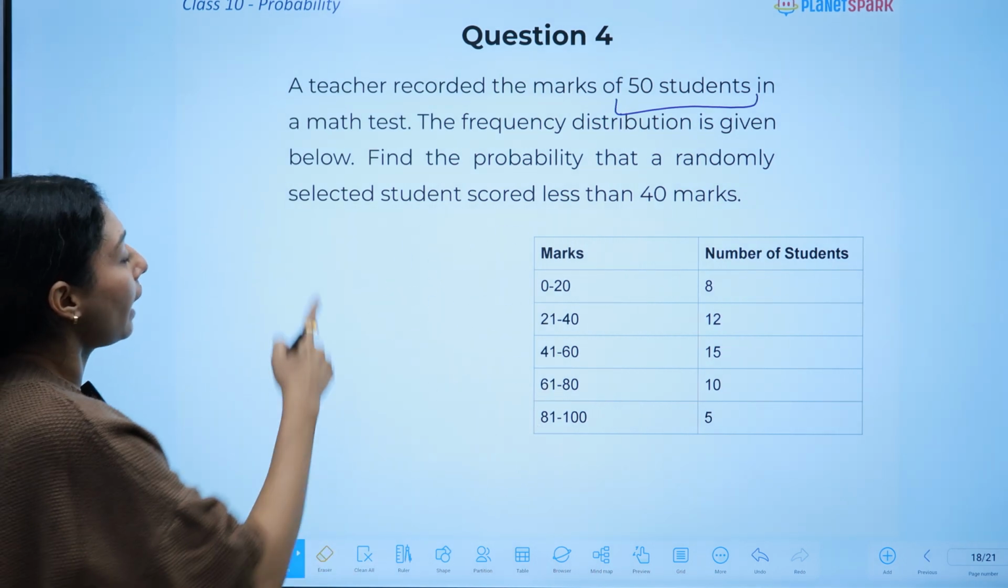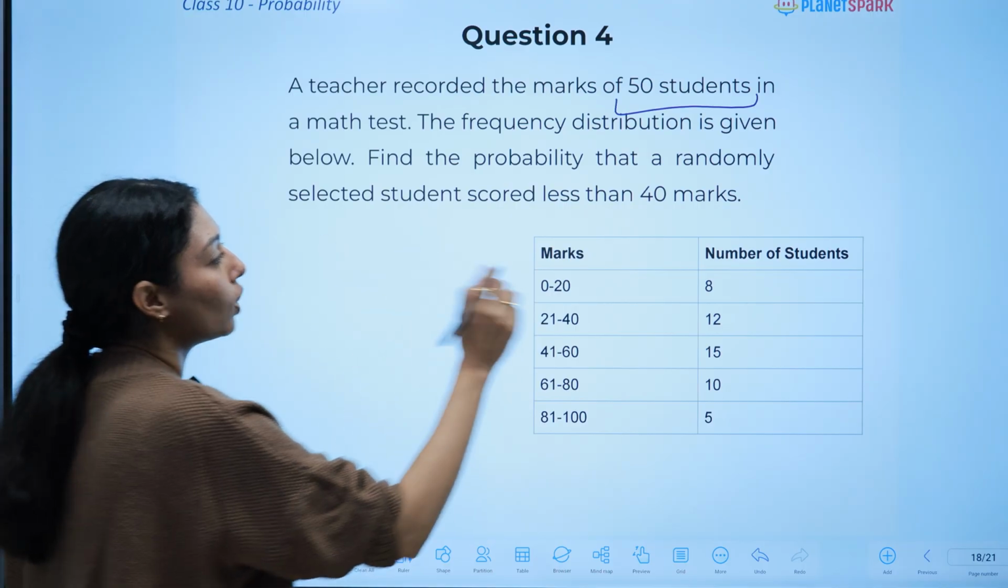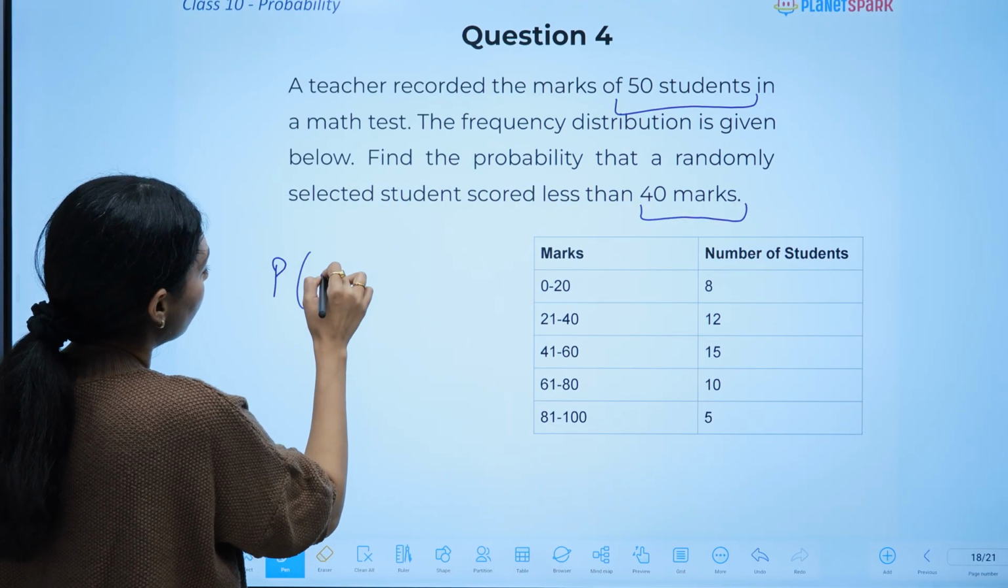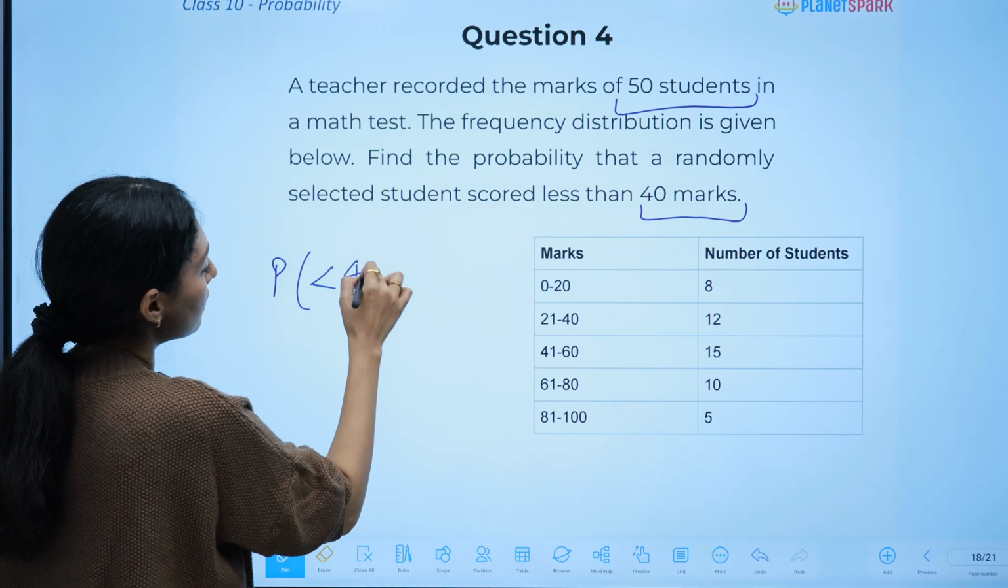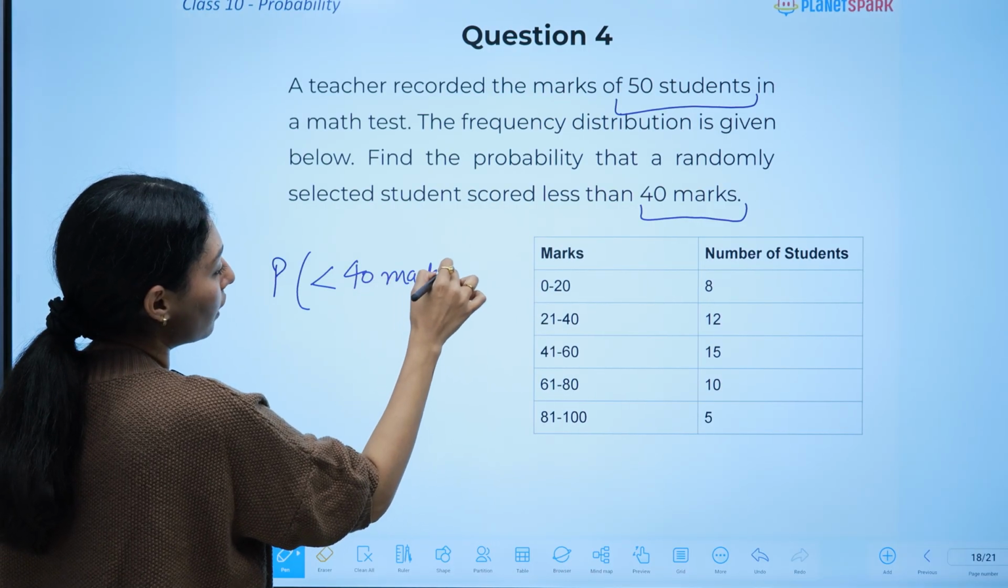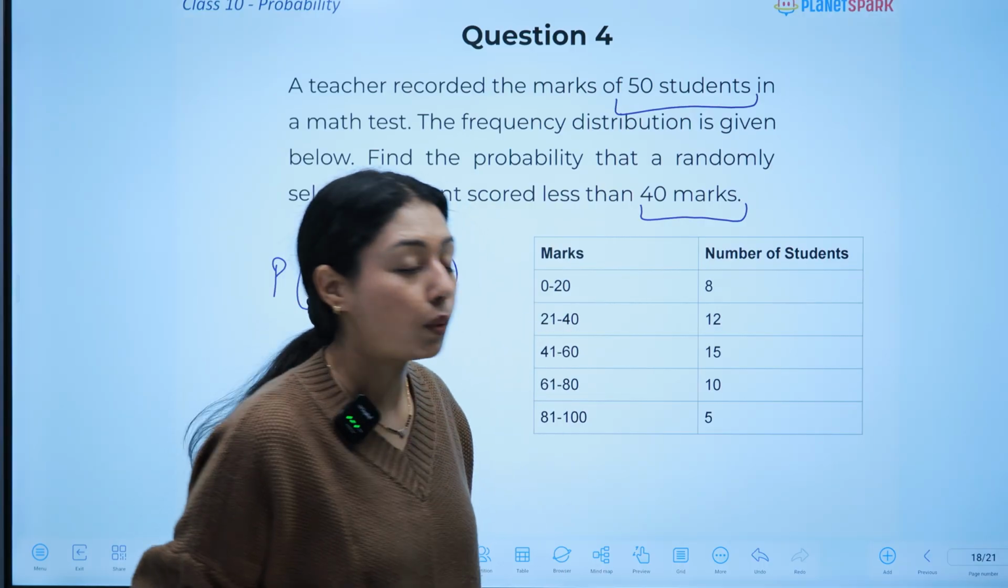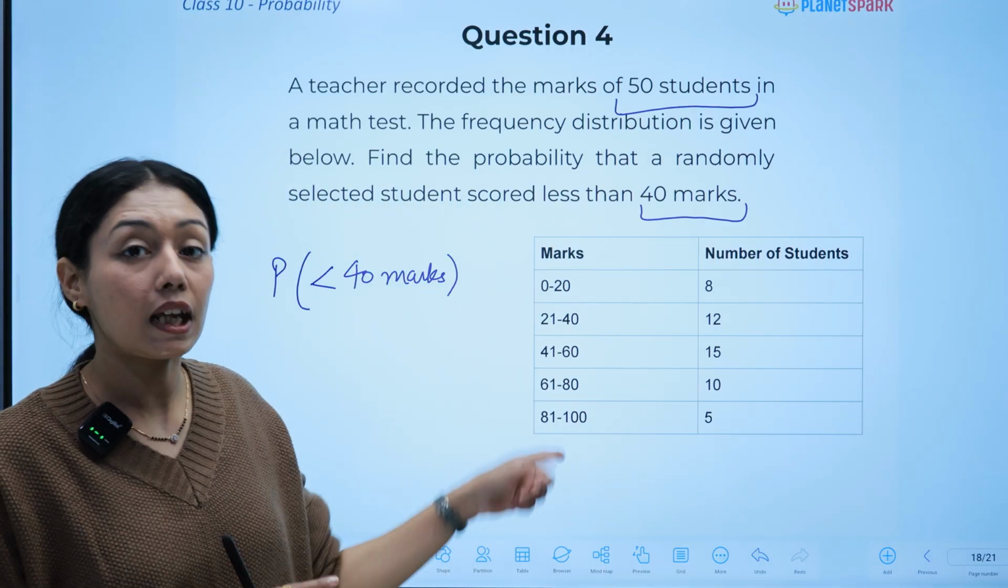Find the probability that the randomly selected student scored less than 40 marks. So probability that the student scored less than 40 marks. ठीक है, 40 से कम मतलब क्या? 0 to 20 हो सकता है या 21 to 40 हो सकता है. So from the table, right?